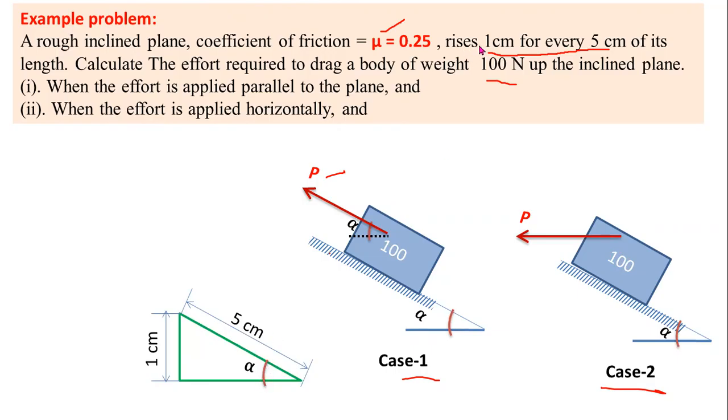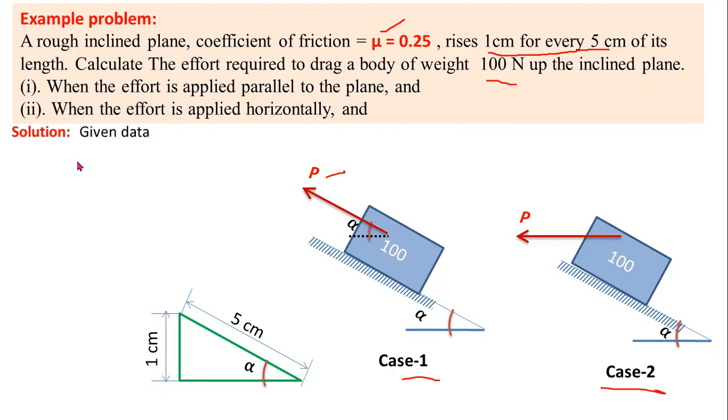Here, rises 1 centimeter means the height of the plane equal to 1 centimeter for every 5 centimeters of its length. That means you have to consider the hypotenuse of the inclined plane. 5 centimeters is the length. So this is the angle alpha. From this triangle, you have to determine the value of the inclination of the plane alpha.